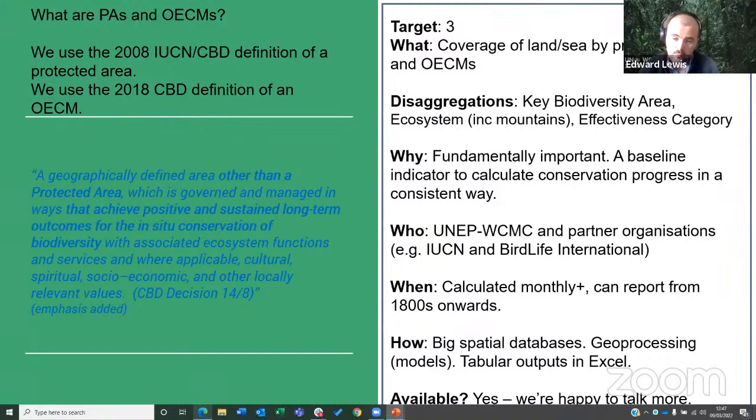And then very quickly, how is it done? I'll touch on this in more detail in a second, but they're all big geospatial databases. We push them together in specialized software using models and scripts. And then the outputs are tabular or CSV Excel files listing the data. It has been available for quite some time. It's got quite a pedigree, just like the Red List Index has. And we're very happy to talk more about it if you want to know more. So next slide, please.